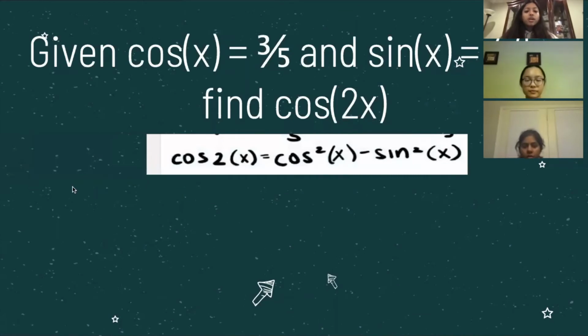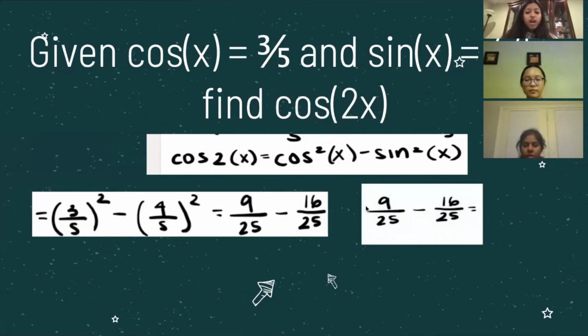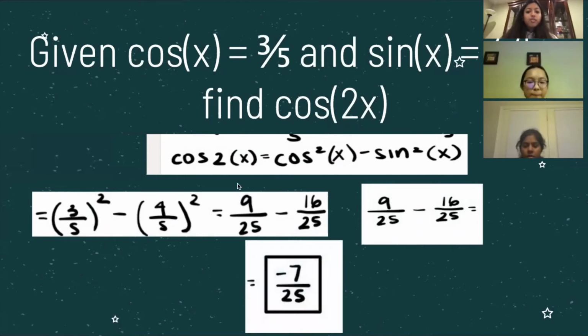So first, we're going to get the formula for the double angle, which is cosine 2x equals cosine squared x minus sine squared x. Next, we just have to plug in our given values, which are cosine x equals 3/5 and sine x equals 4/5. So here we have 3/5 squared minus 4/5 squared equals 9 over 25 minus 16 over 25. Once you subtract those, you will get the answer of negative 7 over 25.